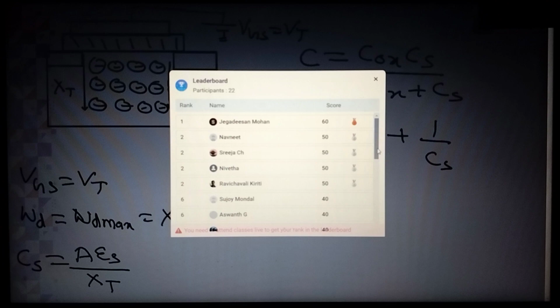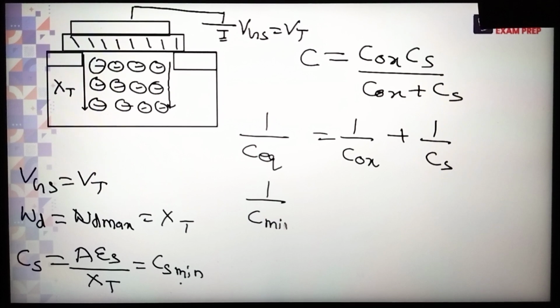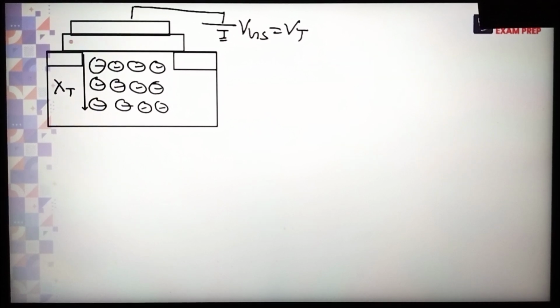And this is the minimum. This is the minimum capacitance. When this is minimum, this is also minimum. So what is the C equivalent minimum? C equivalent is the series combination. What is it when maximum?